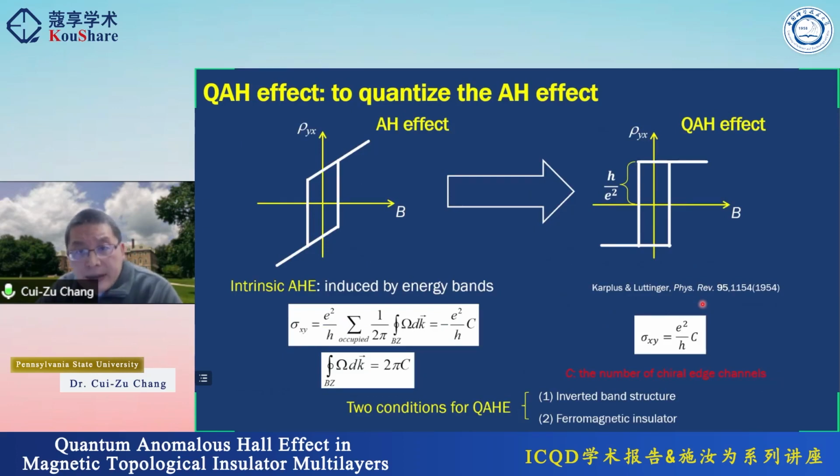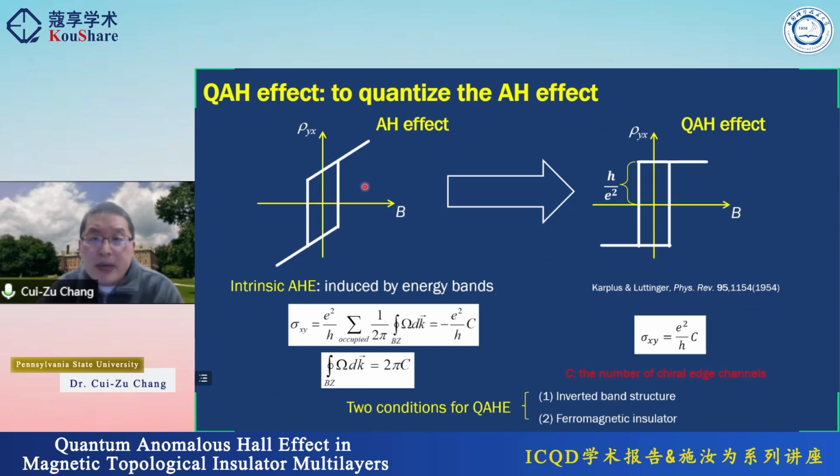On the other hand, the quantum anomalous Hall effect can also be considered as the quantized version of the anomalous Hall effect. We know that the anomalous Hall effect is just the Hall effect in ferromagnetic materials, and it can be intrinsic or extrinsic. Intrinsic means induced by the band structure.